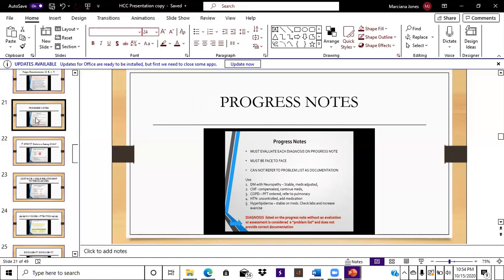1, diabetes with neuropathy, stable, meds adjusted. Congestive heart failure, compensated, continue meds. COPD, PFT order. Refer to pulmonary. Hypertension, uncontrolled, add medication. Hyperlipidemia, stable on meds, check labs, and increase exercise.